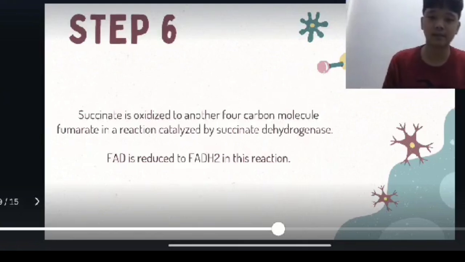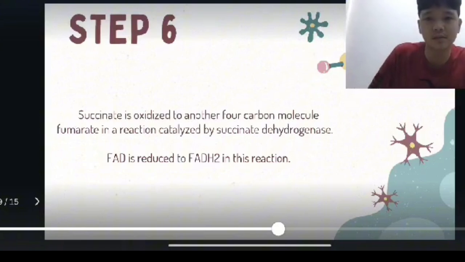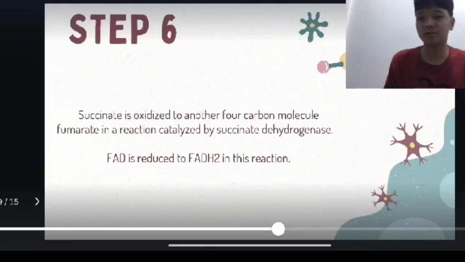synthetase. In step 6, succinate is oxidized. Meaning, it loses electrons to become another 4-carbon molecule, fumarate, in a reaction catalyzed by succinate dehydrogenase. So, it loses an electron, and we have another electron carrier. This time, it will be FAD, which will be reduced to FADH2. It is reduced because it receives an electron. So, succinate becomes fumarate.